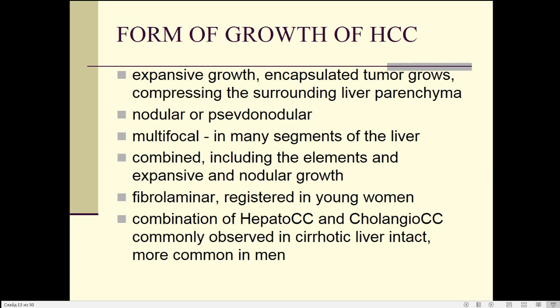Compound growth, fibrolamellar, registered in young women, a combination of hepatocellular carcinoma and cholangiocellular carcinoma, commonly observed in an intact cirrhotic liver. Cirrhosis is more common in men.